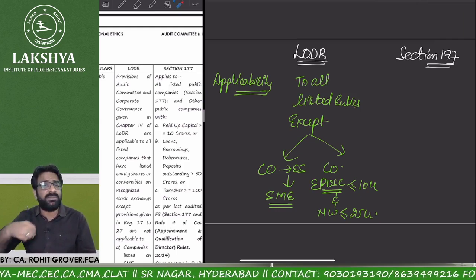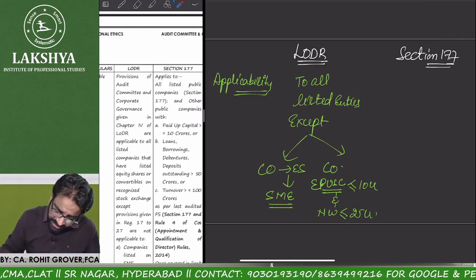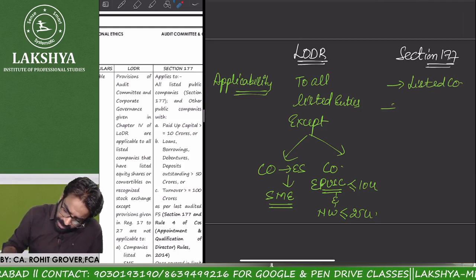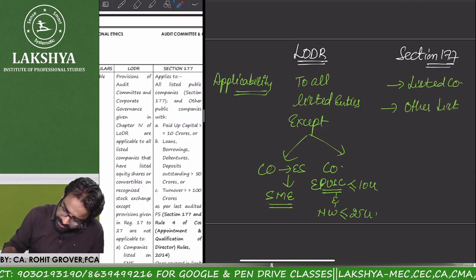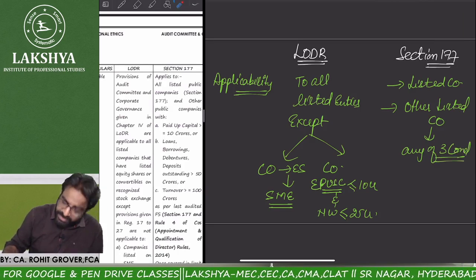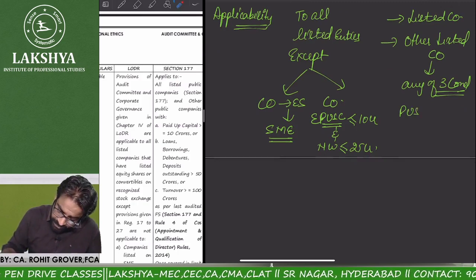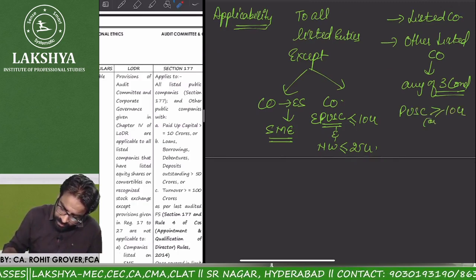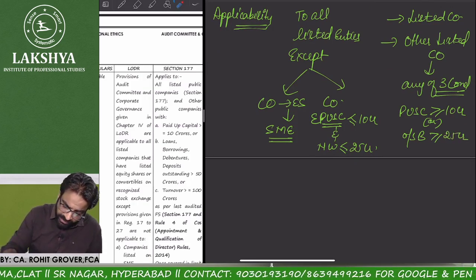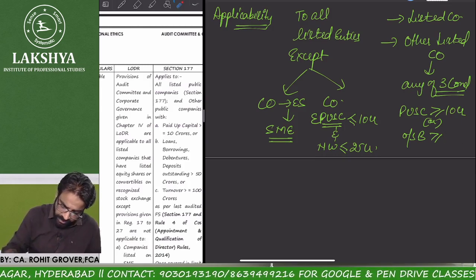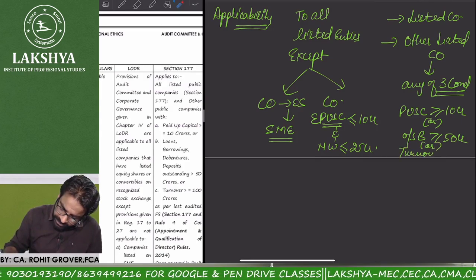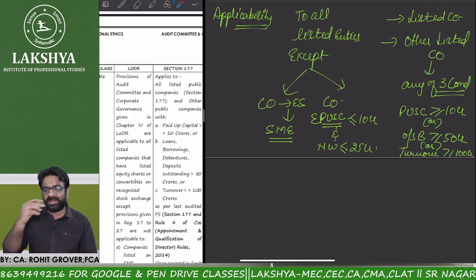Now what is the applicability of section number 177 audit committee? Section number 177 audit committee is applicable first of all to all listed companies. Other than listed companies, it is applicable if any of the 3 conditions are satisfied. So what are the 3 conditions? Paid up share capital should be greater than or equal to 10 crores, or outstanding borrowings should be greater than or equal to 50 crores, or turnover is greater than or equal to 100 crores. Are you getting the point?